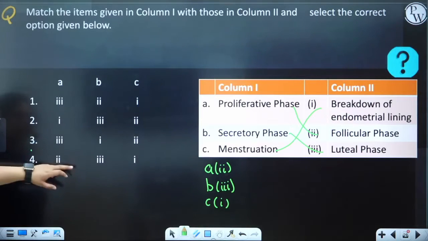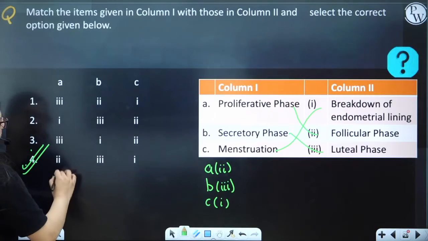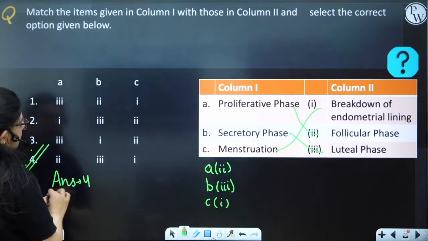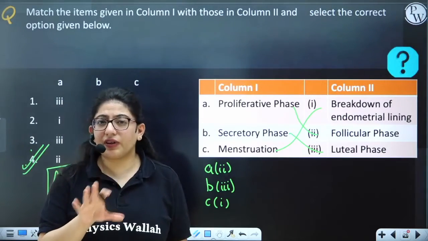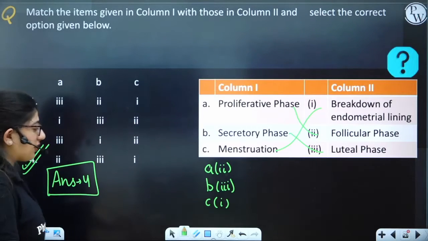A2, B3 and C1, that's 4. So fourth is the correct answer. Simple. So these type of question can appear in the exam. A menstrual cycle is very much important, as I've already told you guys.